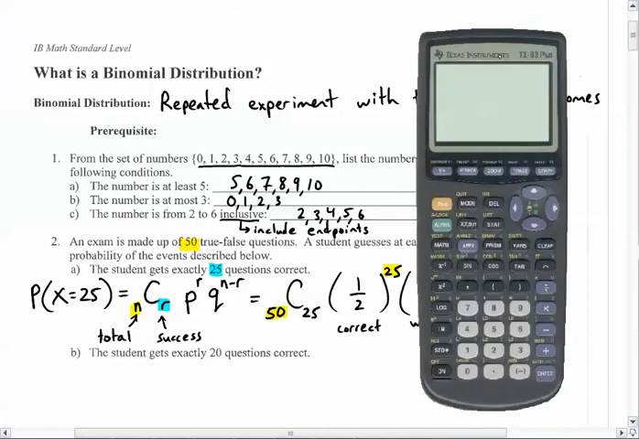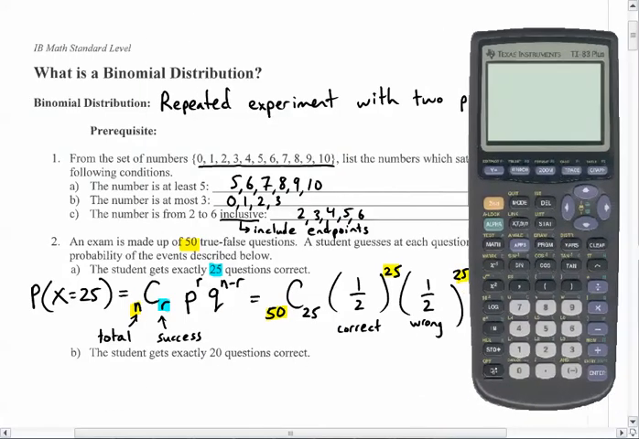On your graphing calculator, type in 50, math menu, left one, number 3, choose, 25 times 0.5 to the power of 25, times 0.5 to the power of 25. You get a probability of 11.2%.